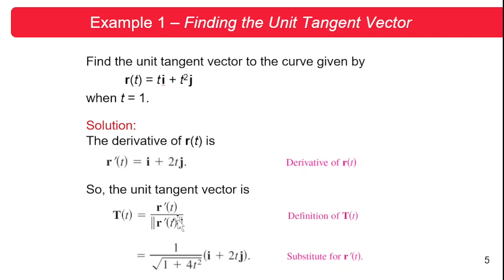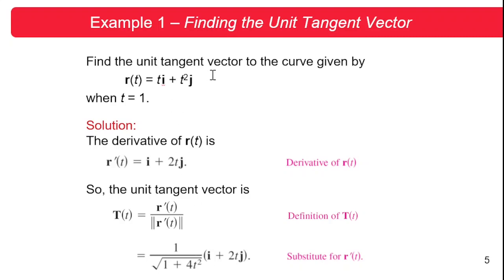And after that, we divide the first derivative by its length. So we have R prime of t, which is i plus 2tj, divided by the length of R prime of t, which is equal to the square root of the sum of the squares of the first component plus the square of the second component. So you have the square root of 1 plus 4t squared.